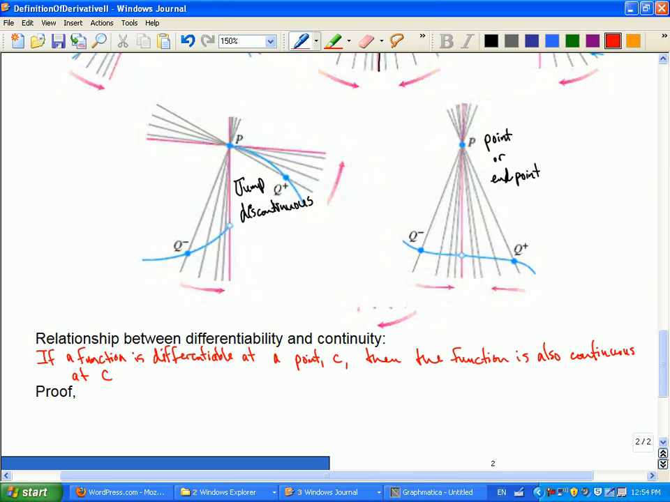So usually the way you'll hear it said, so that you don't need to use all those words, is differentiable, differentiability. That'd be a good one for a spelling bee. Differentiability implies continuity.